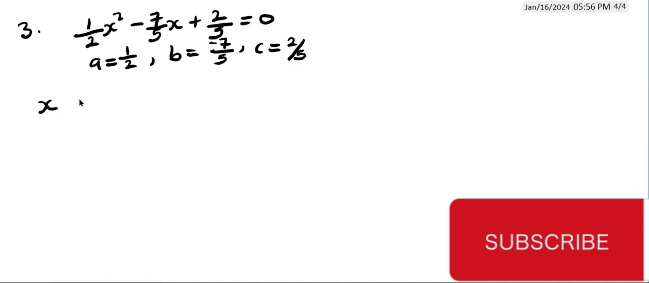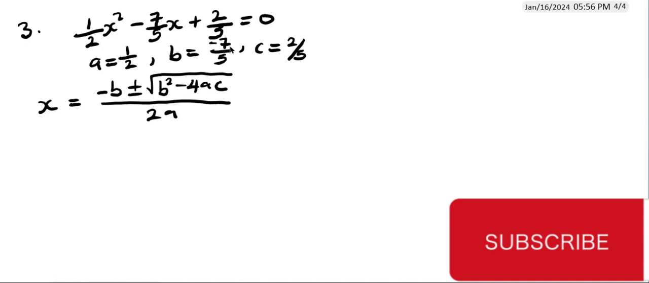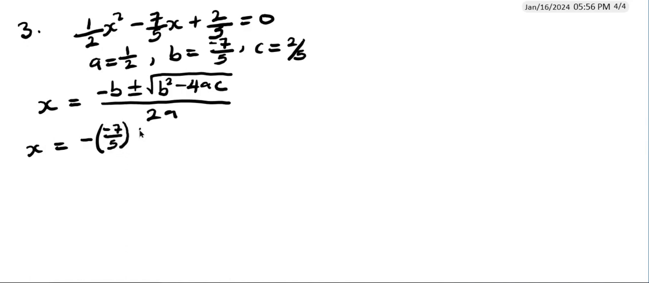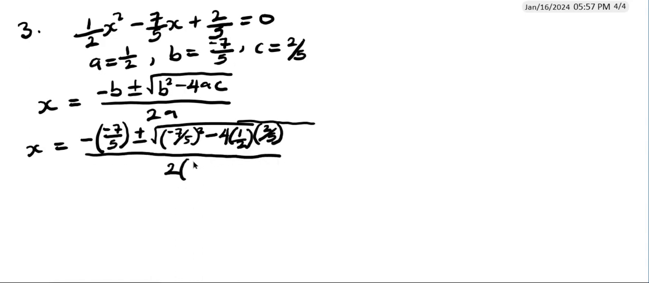So with that now, we still use our formula x equals minus b plus or minus the square root of b squared minus 4ac, all over 2a. So you input all your numbers, which is a, b, and c. You put them in the formula. So that will give you that x is equal to minus b, which is minus 7 over 5, plus or minus the square root of b squared, which is minus 7 over 5 squared, minus 4 into a, which is 1 over 2, and c is 2 over 5, all over 2 into a, which is 1 over 2. So all you need to do is to do your little arithmetic.